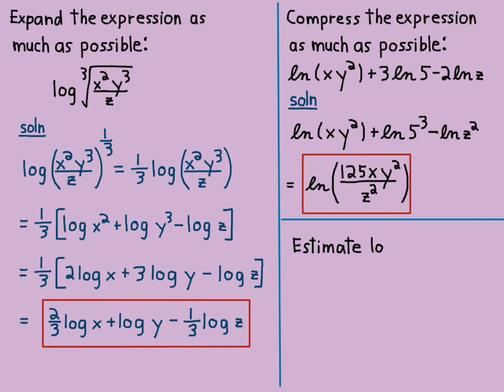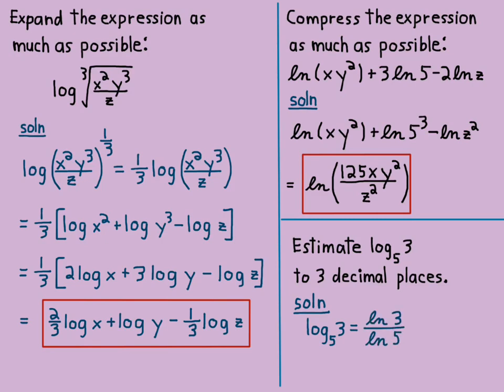Okay, so my final example here is using property 6, which was the change of base formula. So it says estimate log base 5 of 3 to 3 decimal places. Your calculator doesn't usually have a log base 5. So you want to convert it to either natural log, ln, or a common log, log base 10. So you just use ln. It doesn't matter which one you use, you get the same answer. You can try it if you want.